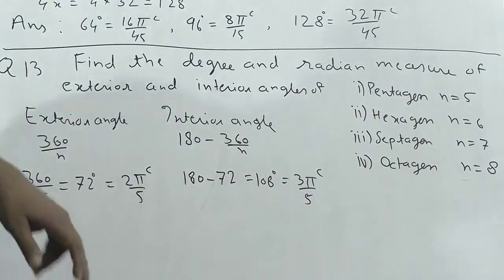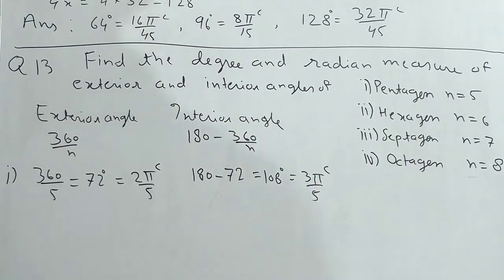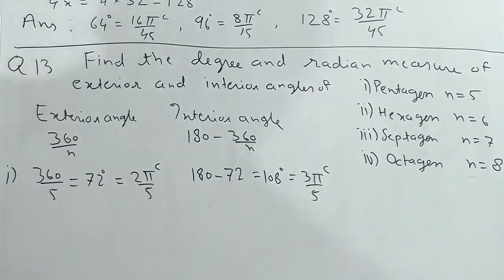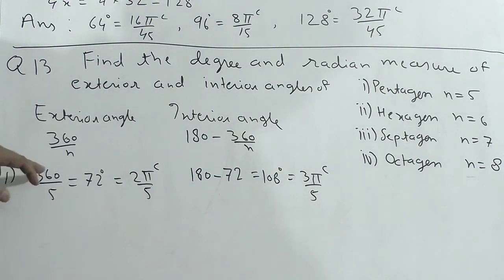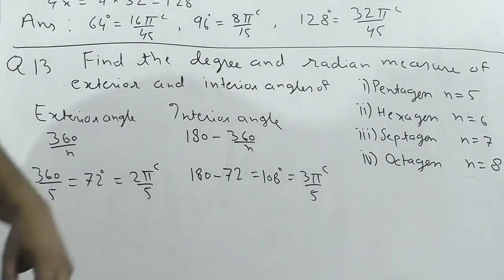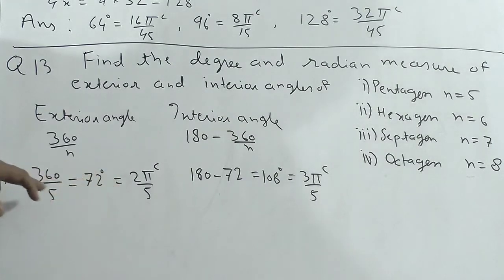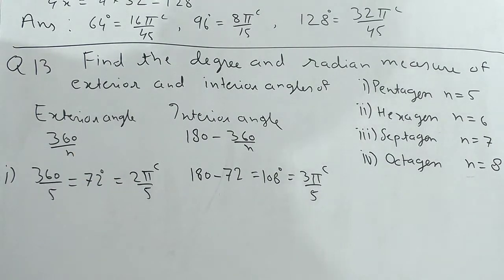Okay. So how to find the exterior angle? Exterior angle is directly 360 upon n. To understand the exterior angle of a pentagon, 360 upon 5, I have done for the pentagon. The remaining hexagon, septagon and octagon, do it for homework. 2 pi by 5, 360 upon 5, that is 72 degree, which is 2 pi by 5 radian.